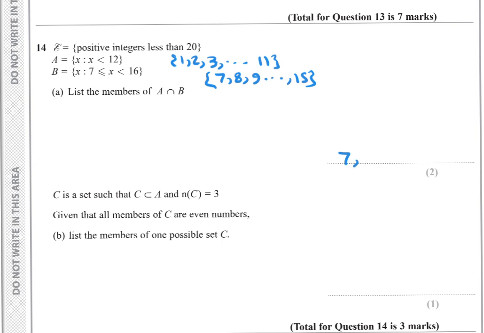So 7, 8, 9, 10, 11. Now C is a set such that C is a subset of A and n(C) equals 3. This means we have 3 elements in C. Given that all members of C are even numbers, list the members of one possible set C. You can choose any 3 even numbers from set A. We can say 2, 4, 6, or 4, 6, 8, or 6, 8, 10, and so on. So we can say 2, 4, and 6.